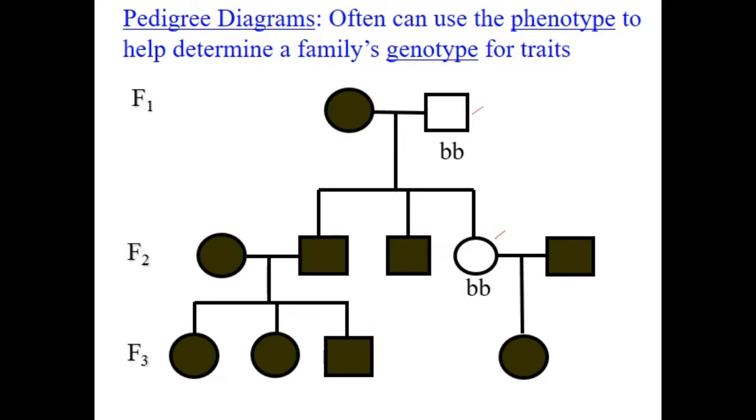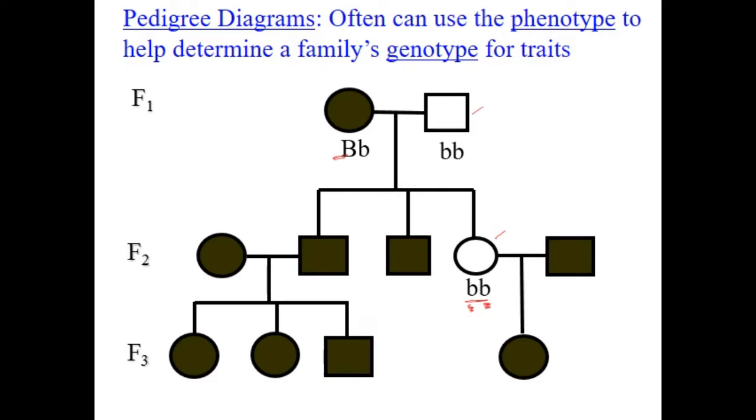Plus, if you think about it, because this daughter here is homozygous recessive, well, she got one little b from her father, who is blonde as well. And where did the other one come from? Well, it had to come from her mother. Meaning, the mother is actually heterozygous. It's the only way this situation works out.